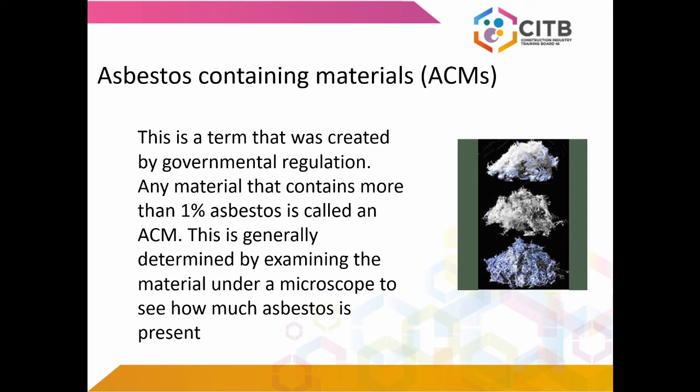Asbestos containing materials, commonly known as ACMs. This is a term that was created by government regulation. Any material that contains more than 1% asbestos is called an ACM. This is generally determined by examining the material under a microscope to see how much asbestos is present.